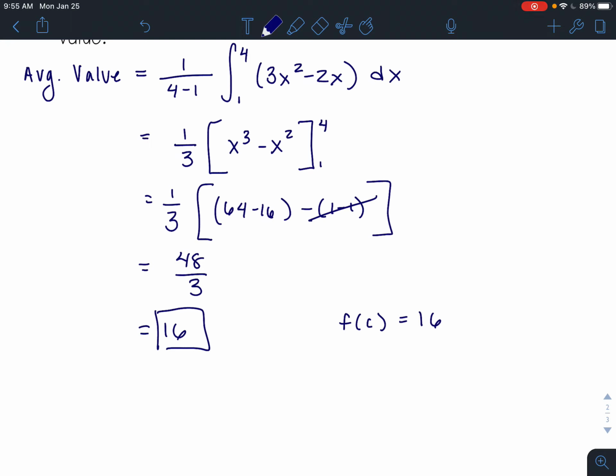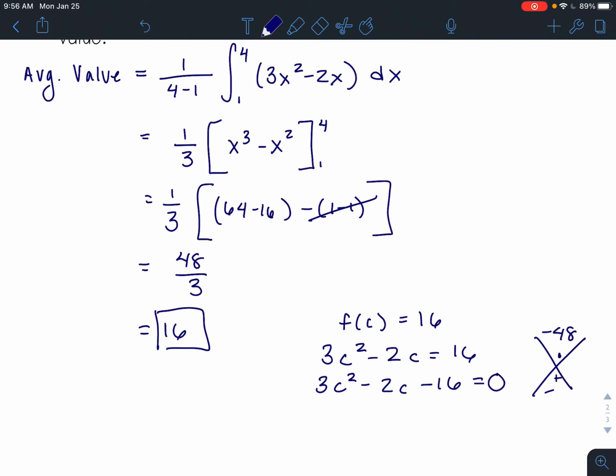And then if we set that equal to the function, if I want to know where c is, that means that 3c squared minus 2c is equal to 16. So 3c squared minus 2c minus 16 equals 0. Now, I'm going to just show you how I factor. If you multiply a and c, you get negative 48, and you want factors that add up to negative 2, that's negative 8 and positive 6.